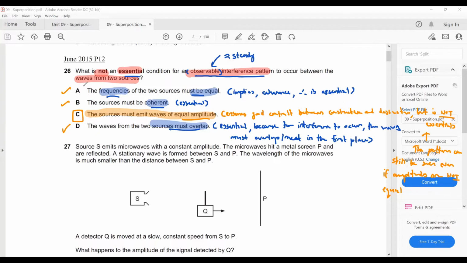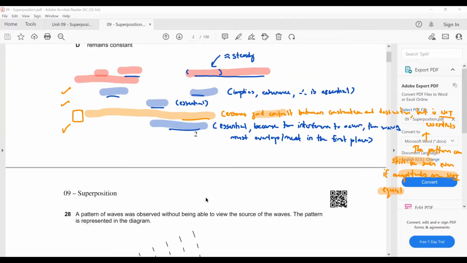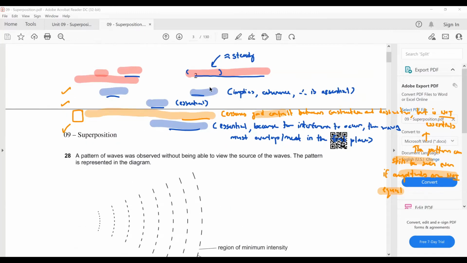If you want to see an interference pattern, first thing first, coherent. Second thing, they must overlap. Amplitude not being equal, that one is actually not the most essential. Amplitude being equal ensures good contrast. It's good to have, but it's not the most important. Even if the amplitudes were not equal, you can actually still see the pattern, just that it isn't as clear. So 26 is C. So that one is okay.